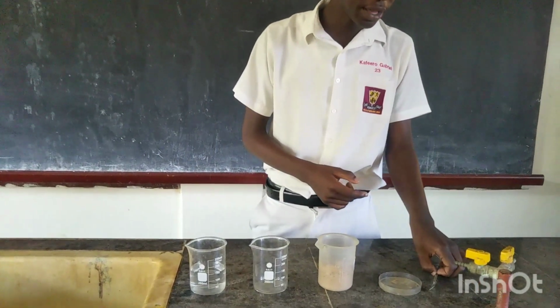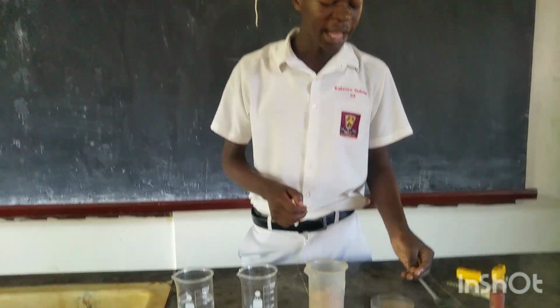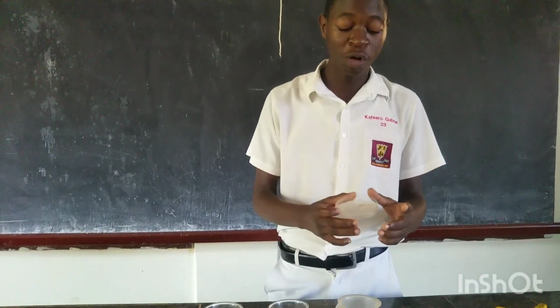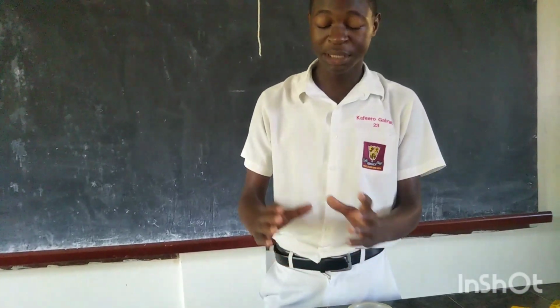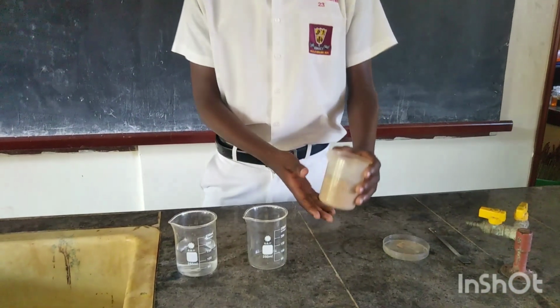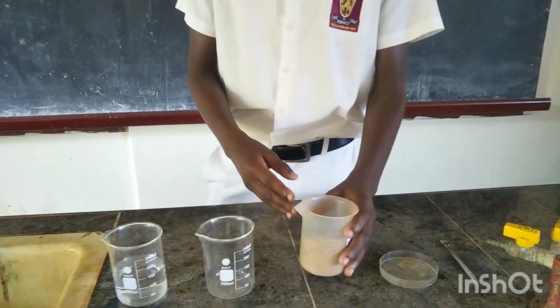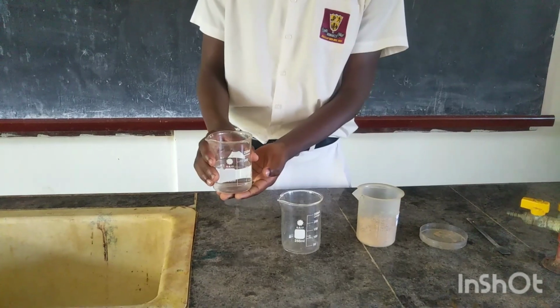I have here a spatula, or a scoop, that I'm going to be using. I have a petri dish. This petri dish will help me pour sand so that I can easily drop it into my beaker. I have a beaker containing sand. I also have an empty glass beaker, and a second glass beaker containing water.